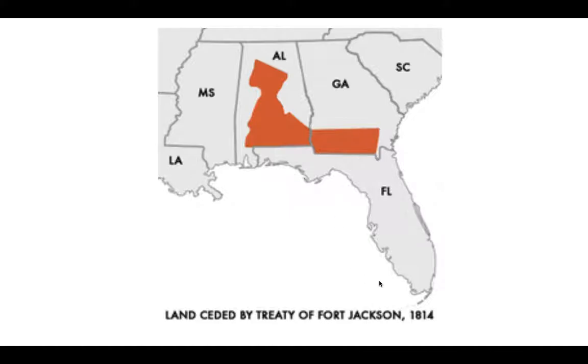And as we get closer to Andrew Jackson's presidency, we'll see that Andrew Jackson ultimately will take the remainder of these Creek people out of this area that they still were living on, and push them further west so the United States could control all of Alabama and Georgia.